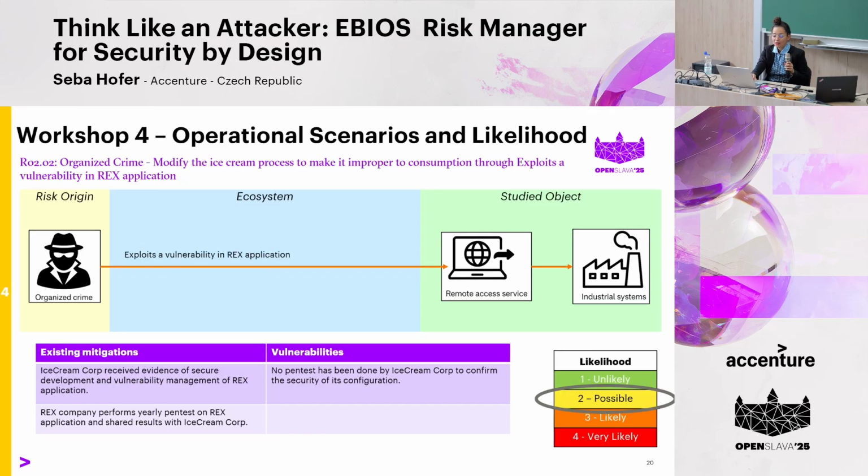Then we go to the next one, where an external attacker directly compromises the SaaS platform. Here, for Ice Cream Corp, it's really about checking whether they make sure the Rex company is securing their application. What they did here is that they received evidence that Rex company is doing secure development and vulnerability management on the Rex application. They are also asking them to do a yearly pen test and to provide the reports.